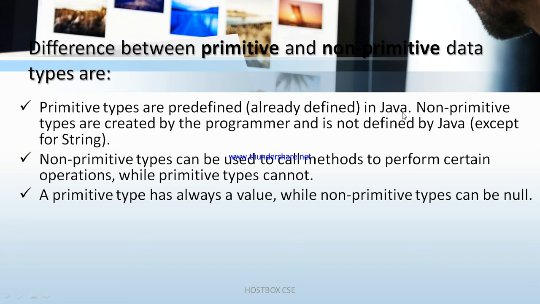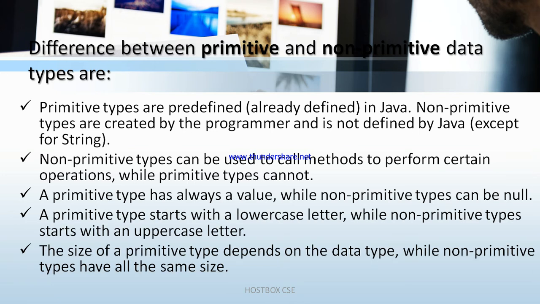Primitive types are predefined in Java, that means already defined, whereas non-primitive types are created by the programmer and are not defined by Java, except for String. When you execute the program at runtime, it can hold the values for arrays and so on. Non-primitive data types can be used to call methods to perform certain operations, while primitive types cannot. Moreover, a primitive data type always has a value, while non-primitive types can be null. Keep that in mind.